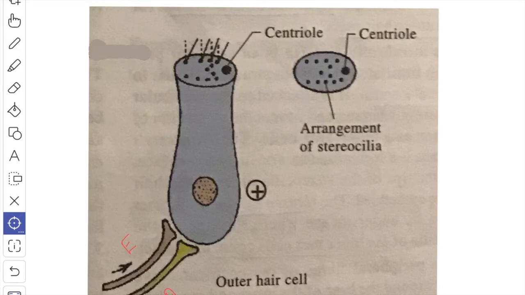The plasma membrane of the base of the outer hair cells receives directly the synaptic boutons of both afferent and efferent fibers of the cochlear nerve. This suggests that the efferent fibers, by inhibitory influence, alter the threshold of excitability of the outer hair cells.